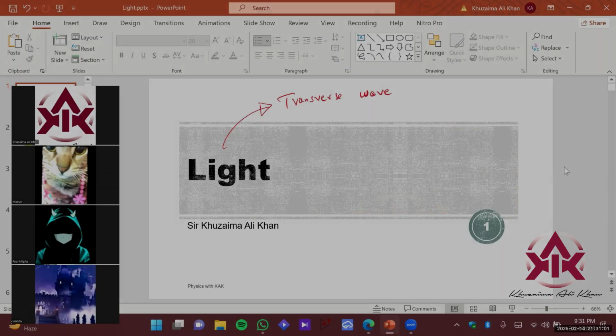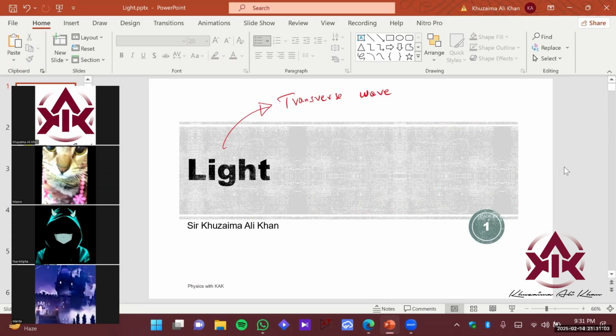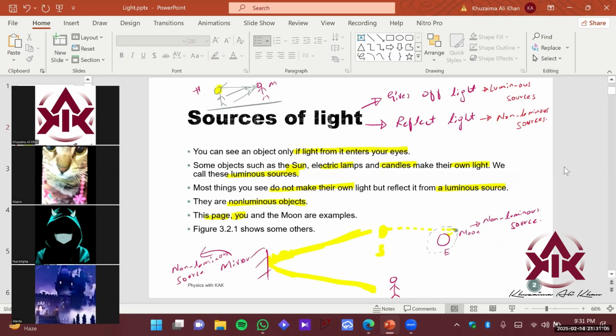Let's quickly recall what we have done in the last class. We started with the chapter light. Before that, we have done some properties of waves. So light is one of the types of waves. We learned about sources of light. We have luminous and non-luminous sources of light.